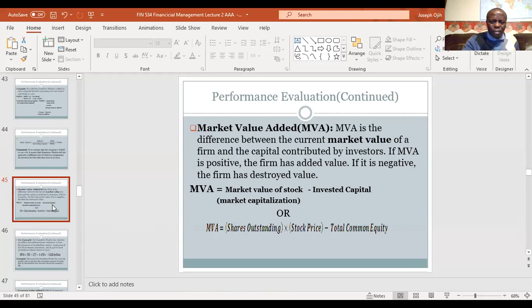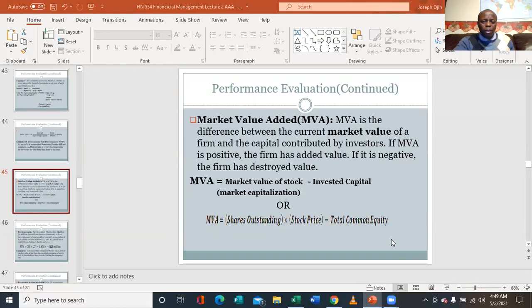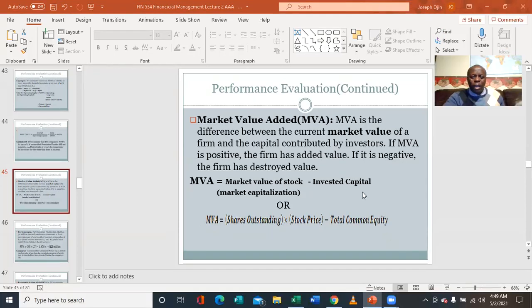Market value added is basically the difference between the current market value of the company and the capital contributed by the investors. So if I call it the MVA, if the MVA is positive, the company is adding value or added value. And if the MVA is negative, the company destroyed value.